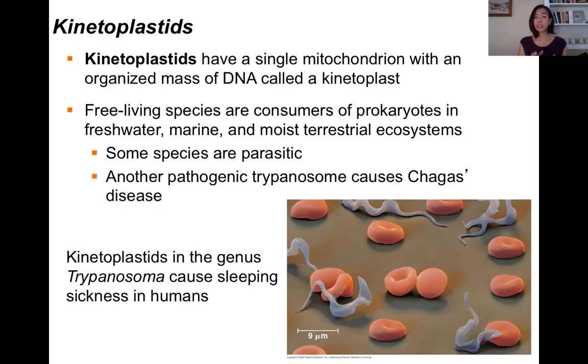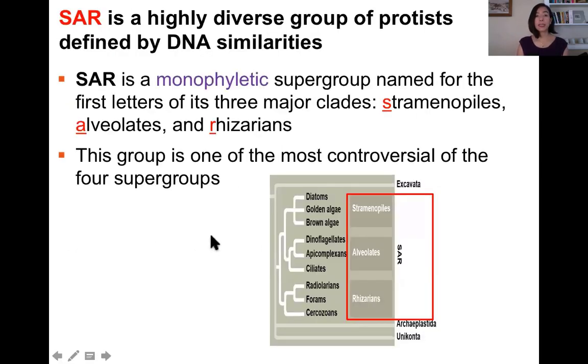Kinetoplastids have a particular mitochondria that has an organized mass of DNA, and the whole thing is called the kinetoplast. They can live in fresh water, in marine environments, or in moist terrestrial ecosystems, and they are free living. So it's a very important group, these kinetoplastids.